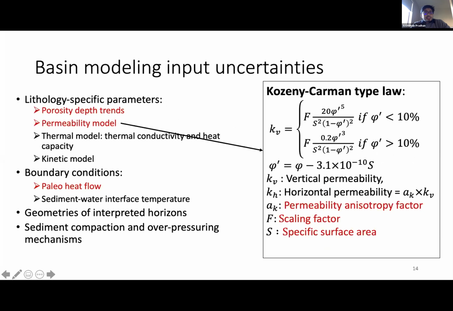Now, since we have some pressure data and some porosity data, we'll also be considering the permeability model as uncertain. For this, we'll be considering these three factors, for example, the permeability anisotropy factor, the scaling factor, and the specific surface area as uncertain. And we also have some temperature data, and that's why we'll also consider the paleo heat flow as uncertain.